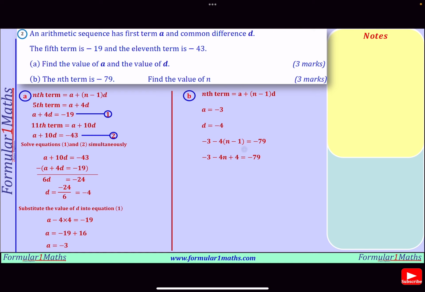Then we expand to get minus 3 minus 4n plus 4 is equal to minus 79. Simplifying the left-hand side gives 1 minus 4n is equal to minus 79. And then rearranging gives 4n is equal to 79 plus 1. That means 4n is equal to 80. Solve for n, and n is 20. So the value for n is 20.